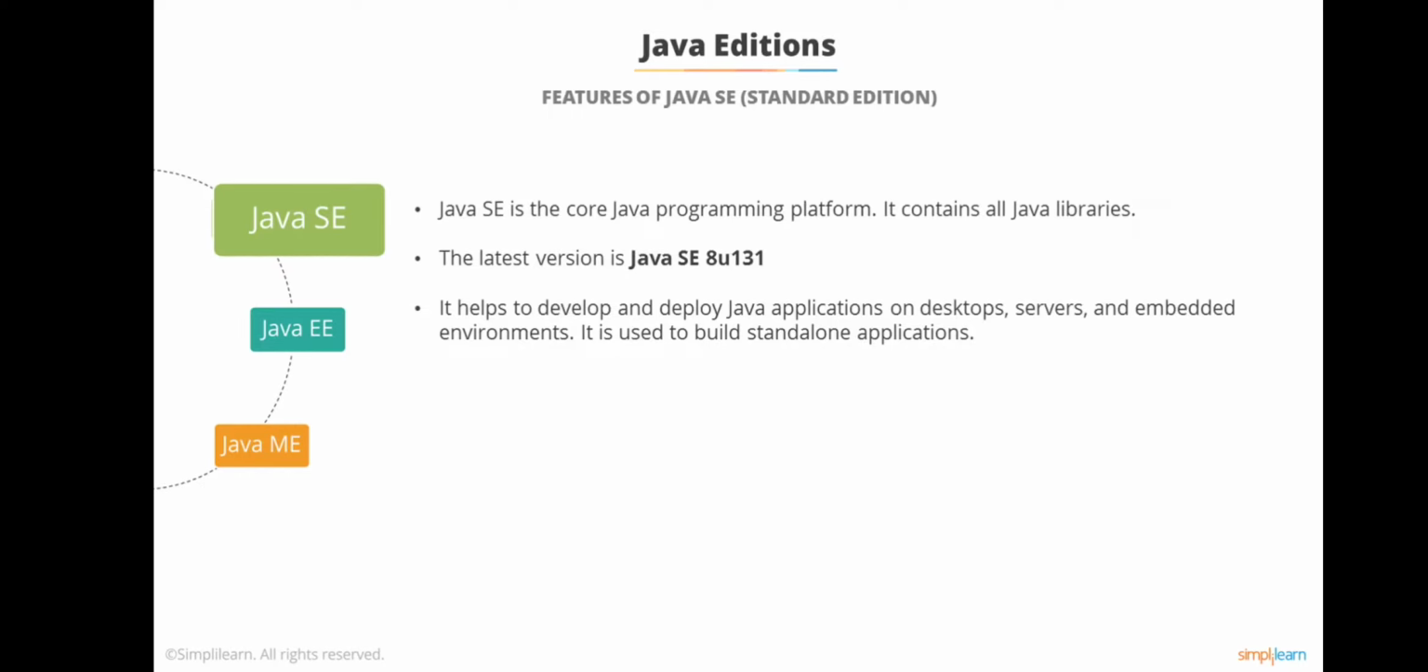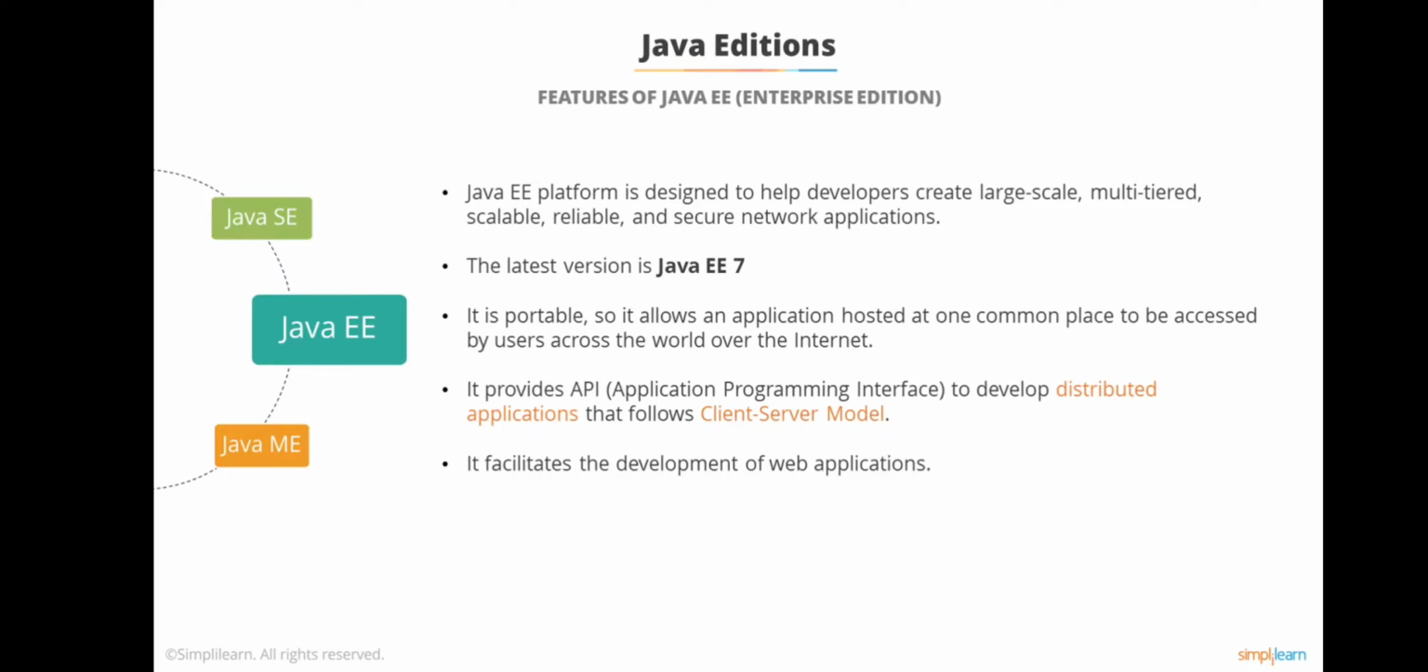The latest version is JDK 8, and it helps to develop and deploy Java applications on desktop, servers, and embedded environments. It is also used to build standalone applications. The next is the Java Enterprise Edition. The Enterprise Edition platform is designed to help developers create large-scale, multi-tiered, scalable, reliable, and secure network applications. The latest version is Java Enterprise Edition version 7.